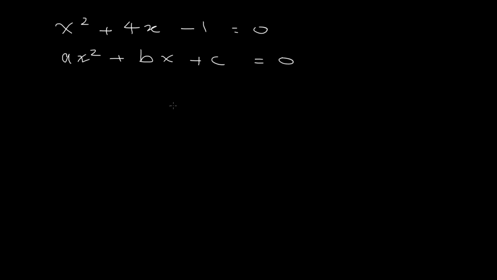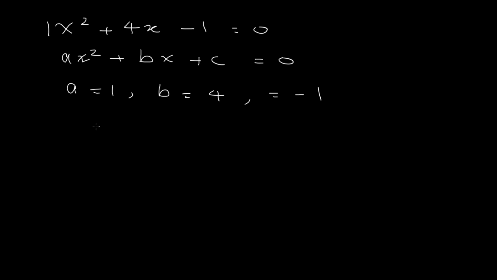So the first one is x squared plus 4x minus 1 is equal to 0. So we look at this format first. Is it in this format that we expect our quadratic equation to be in? Yes, it is. So what do we do now? We figure out what a is. A in this case is 1, because it's supposed to be 1 here. B is equal to 4. C is equal to what? Minus 1.